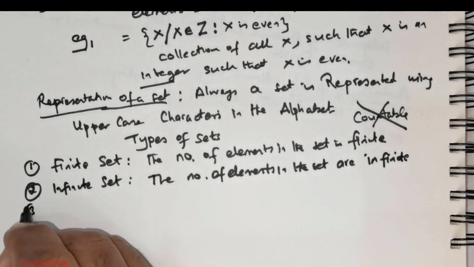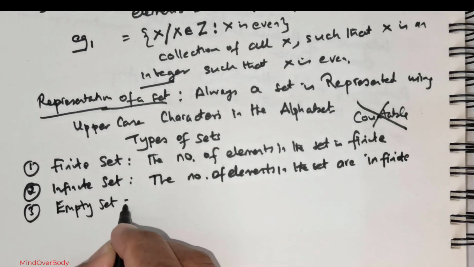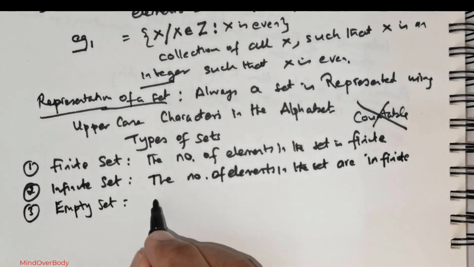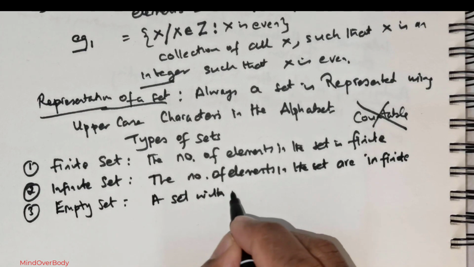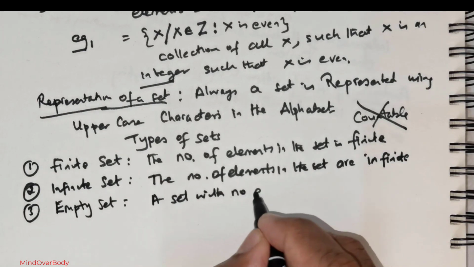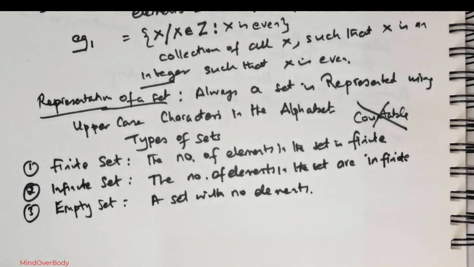Next comes the empty set. What is an empty set? A set with no elements. Now you might be wondering, what is this? A set with no elements? What's the big deal about it? Why should I take it?